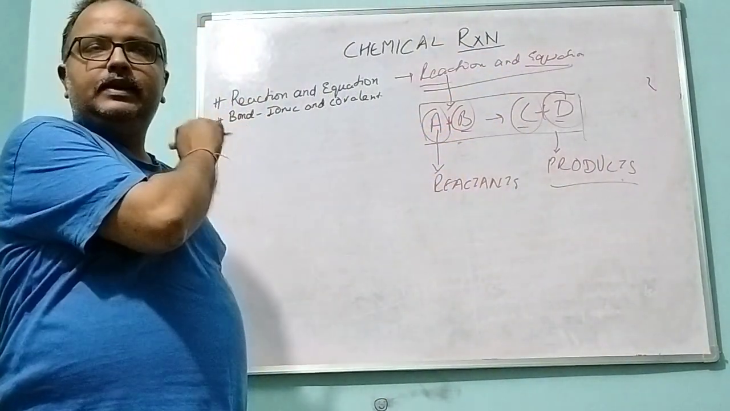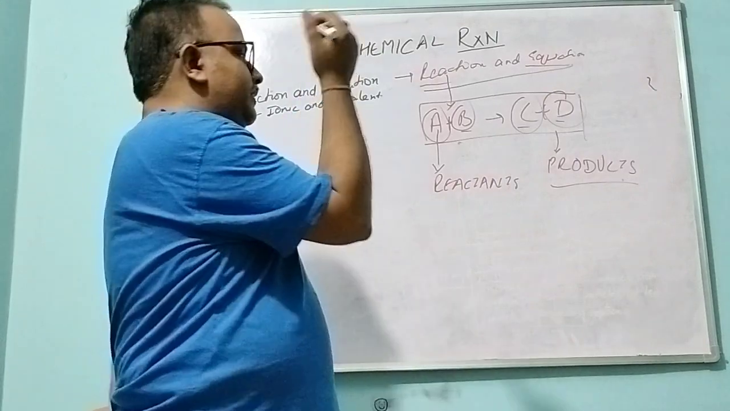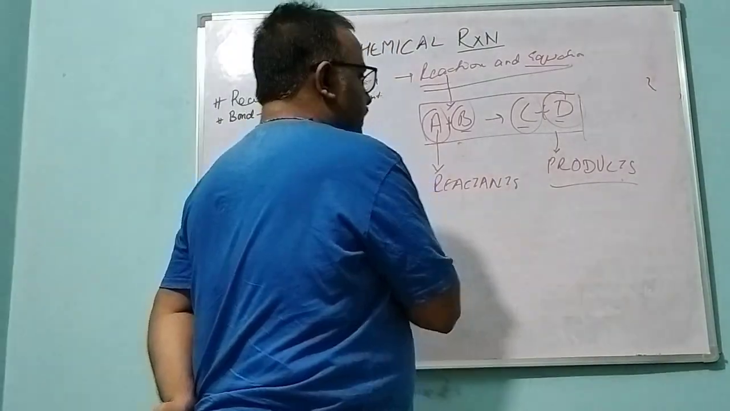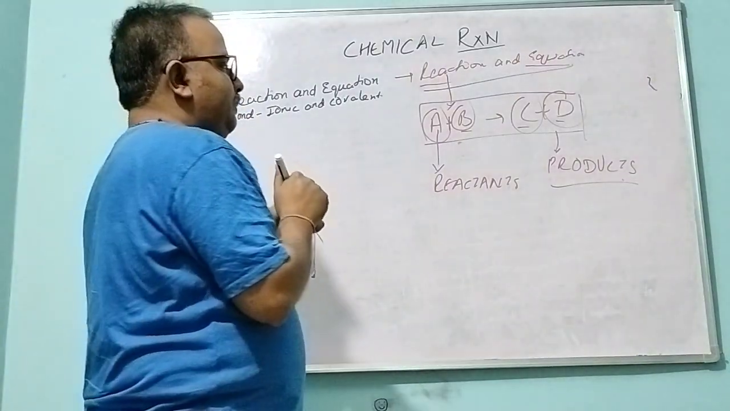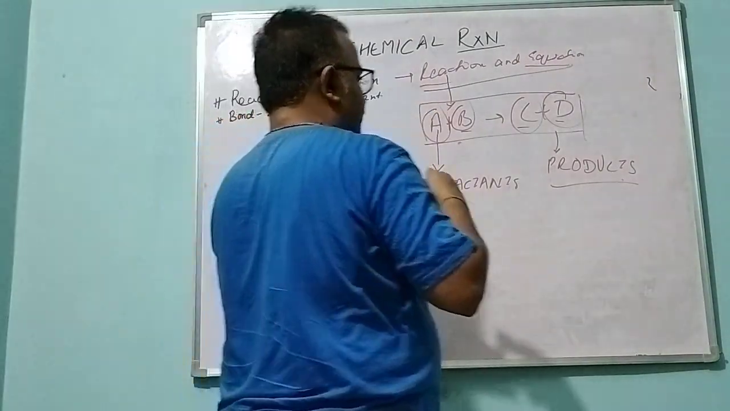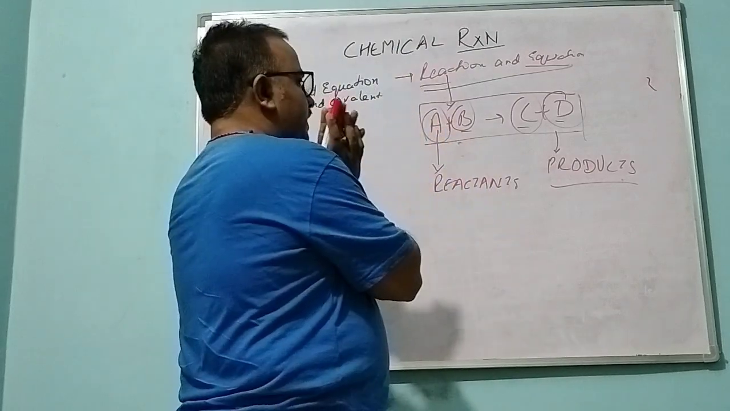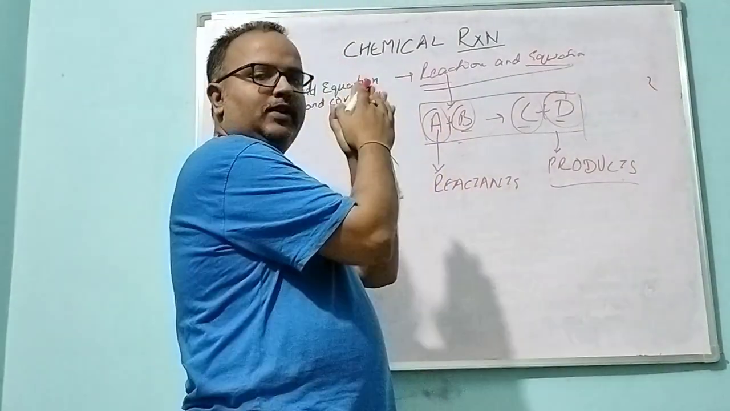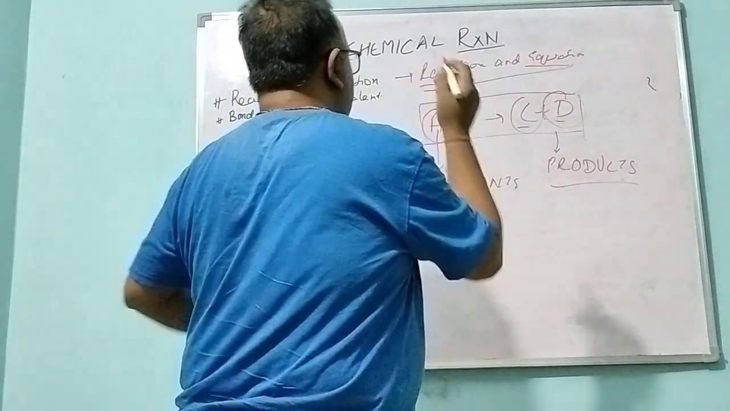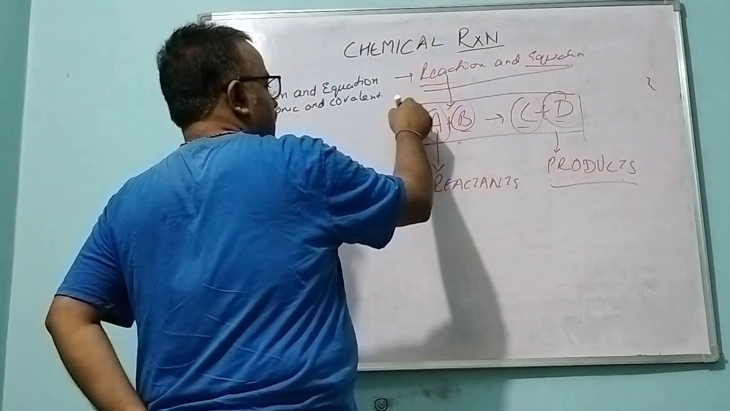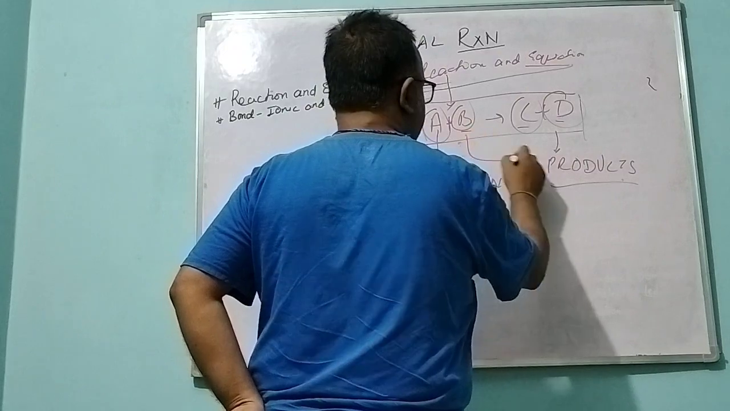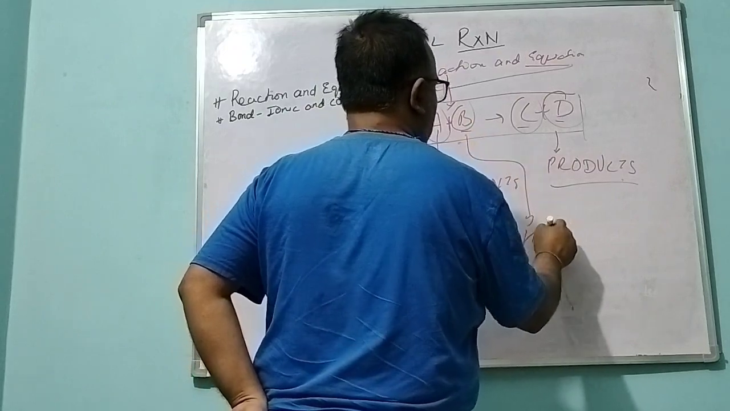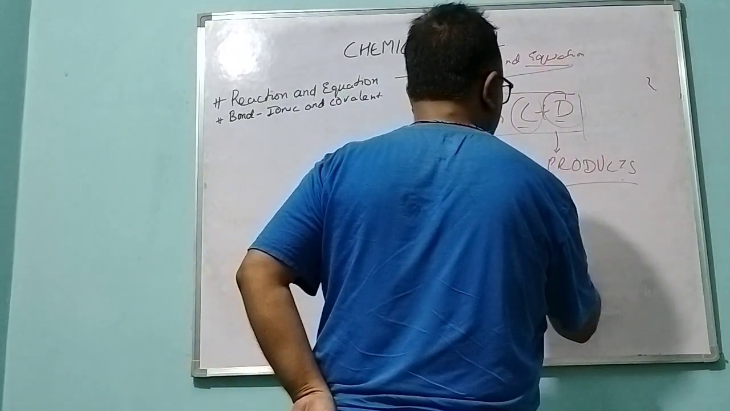Because if we tell the lab assistant to use A plus B and A, B, C, D chemicals, he'll look at us as if we are fools. So it's very important for us to know what these A, B, C and D are. So this could be NaCl. This is H2O or H2SO4.